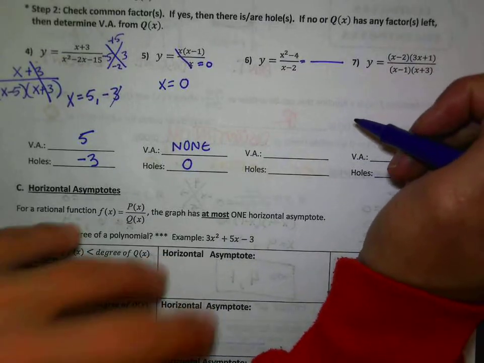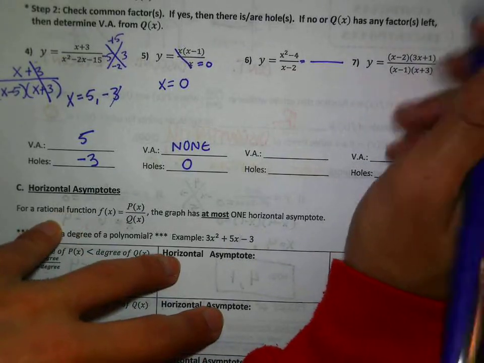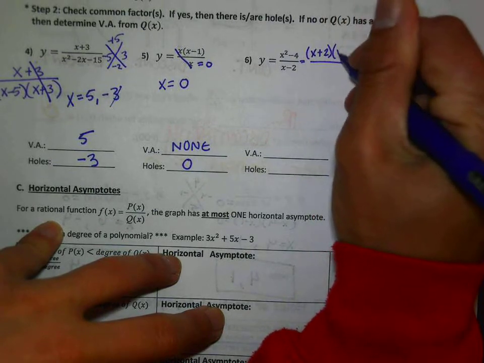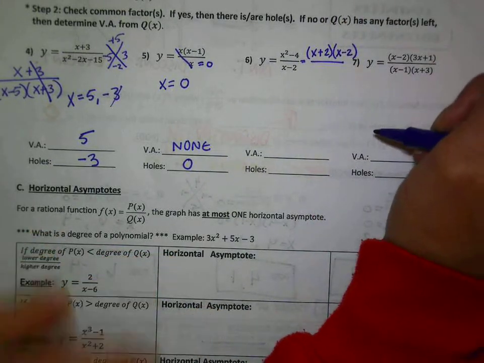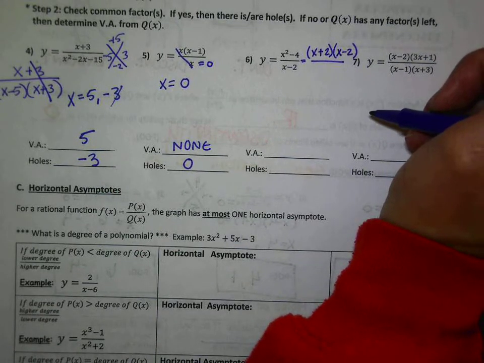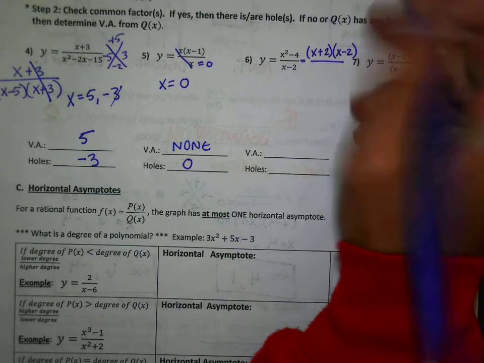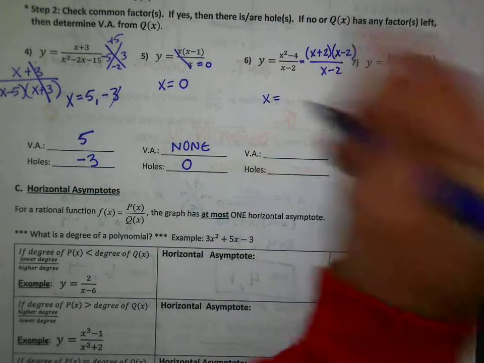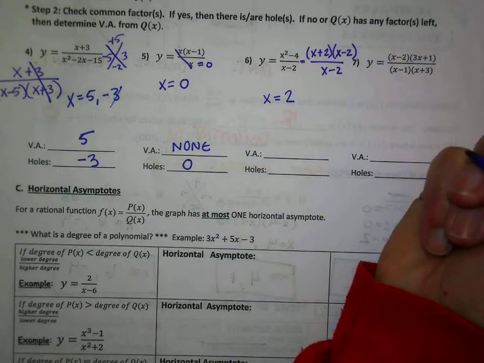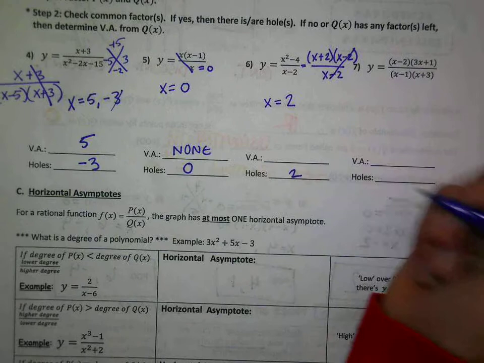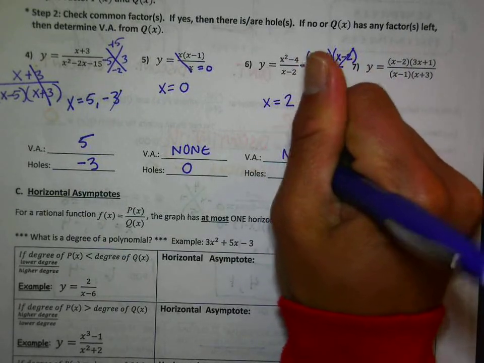All right. Number 6, what does it factor to? x plus 2, x minus 2 on top, and then on the bottom I have x minus 2. So what is my point of discontinuity? 2. And it's a hole because they cross out here. Do I have a vertical asymptote? Nope, because nothing's left on the bottom.